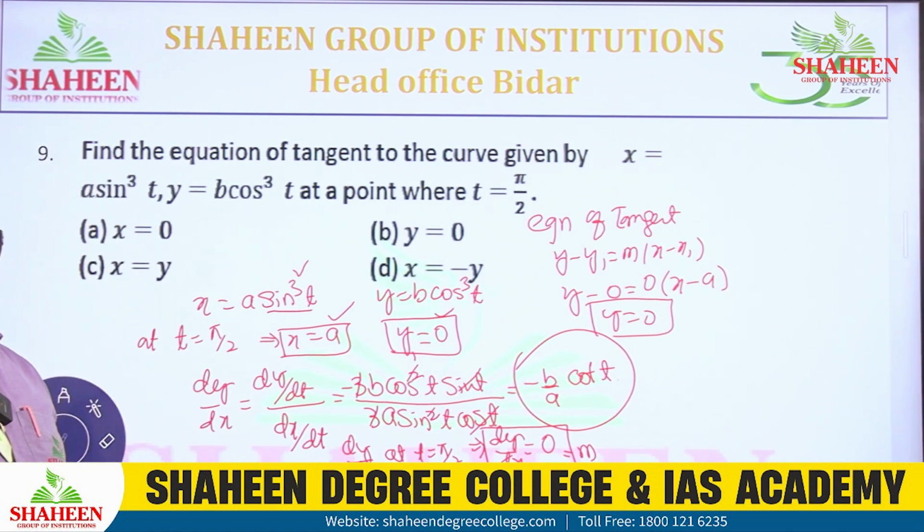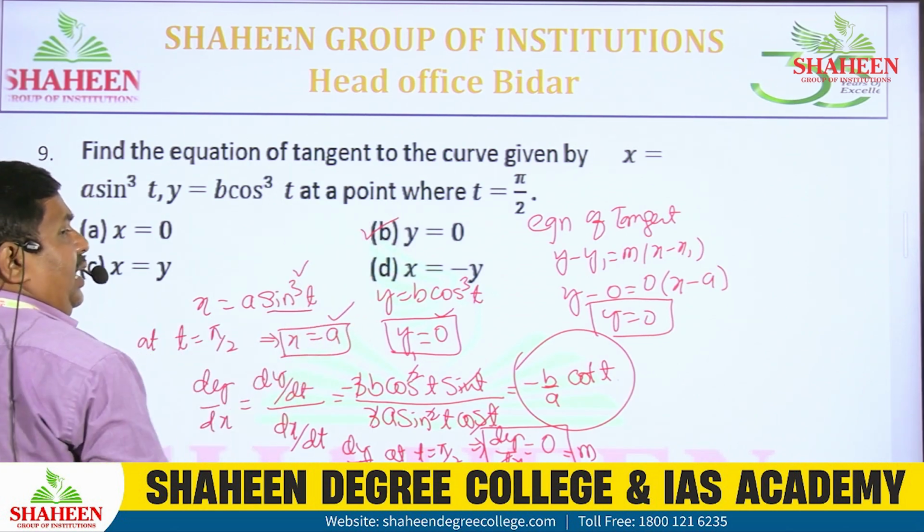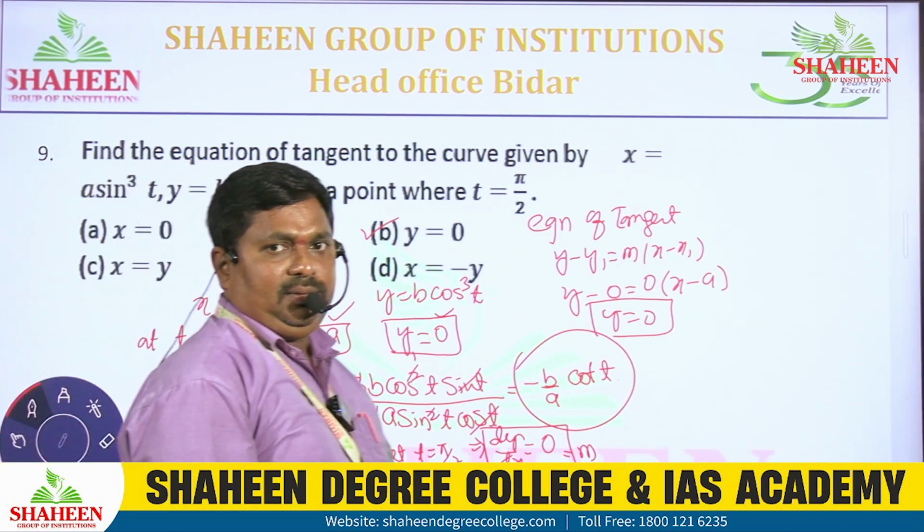What is the equation of tangent? Y is equal to 0. You can see that the second option is correct.